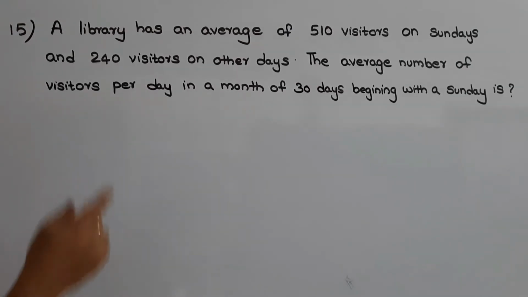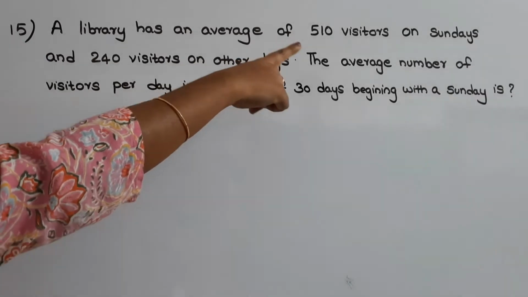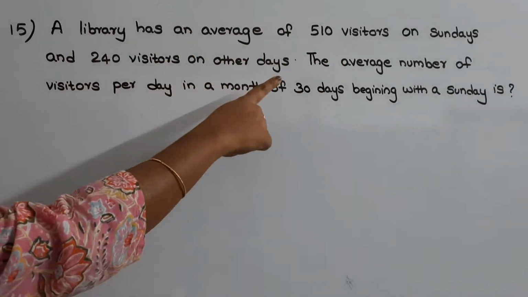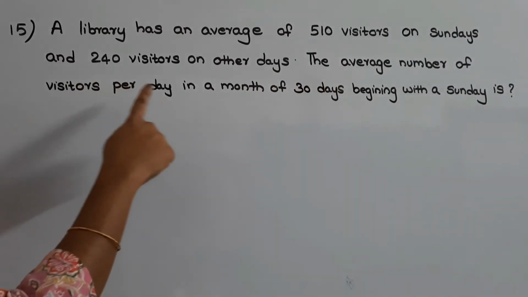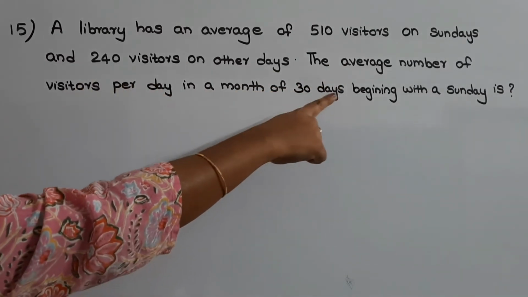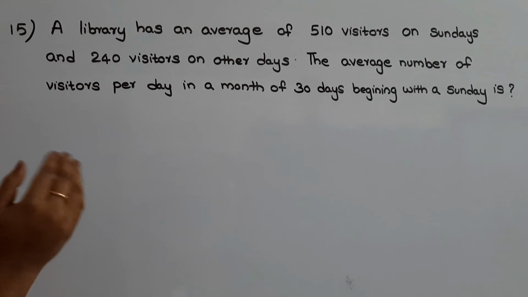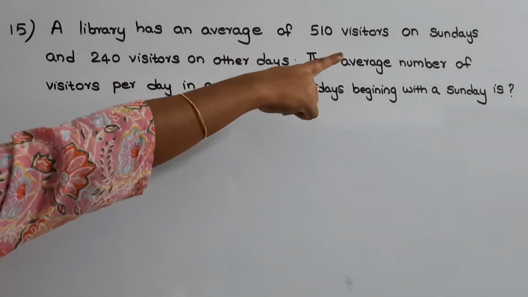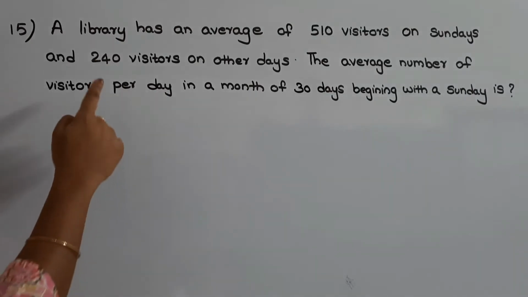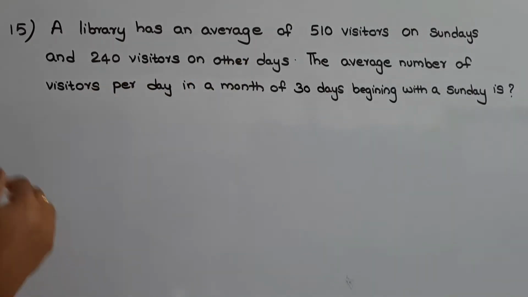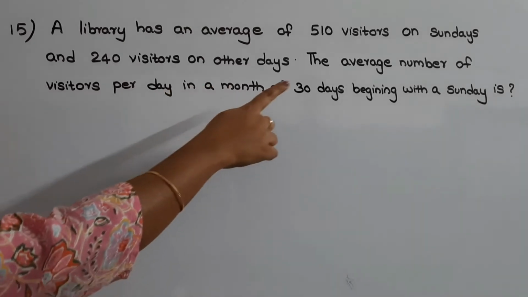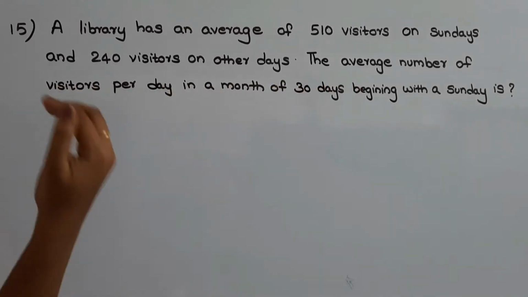The next question is, a library has an average of 510 visitors on Sundays and 240 visitors on other days. The average number of visitors per day in a month of 30 days beginning with a Sunday is. So in this question, they have given the average visitors of a library on Sundays. Then they have given the average visitors on other days. We need to find out the average number of visitors in a month of 30 days beginning with a Sunday.